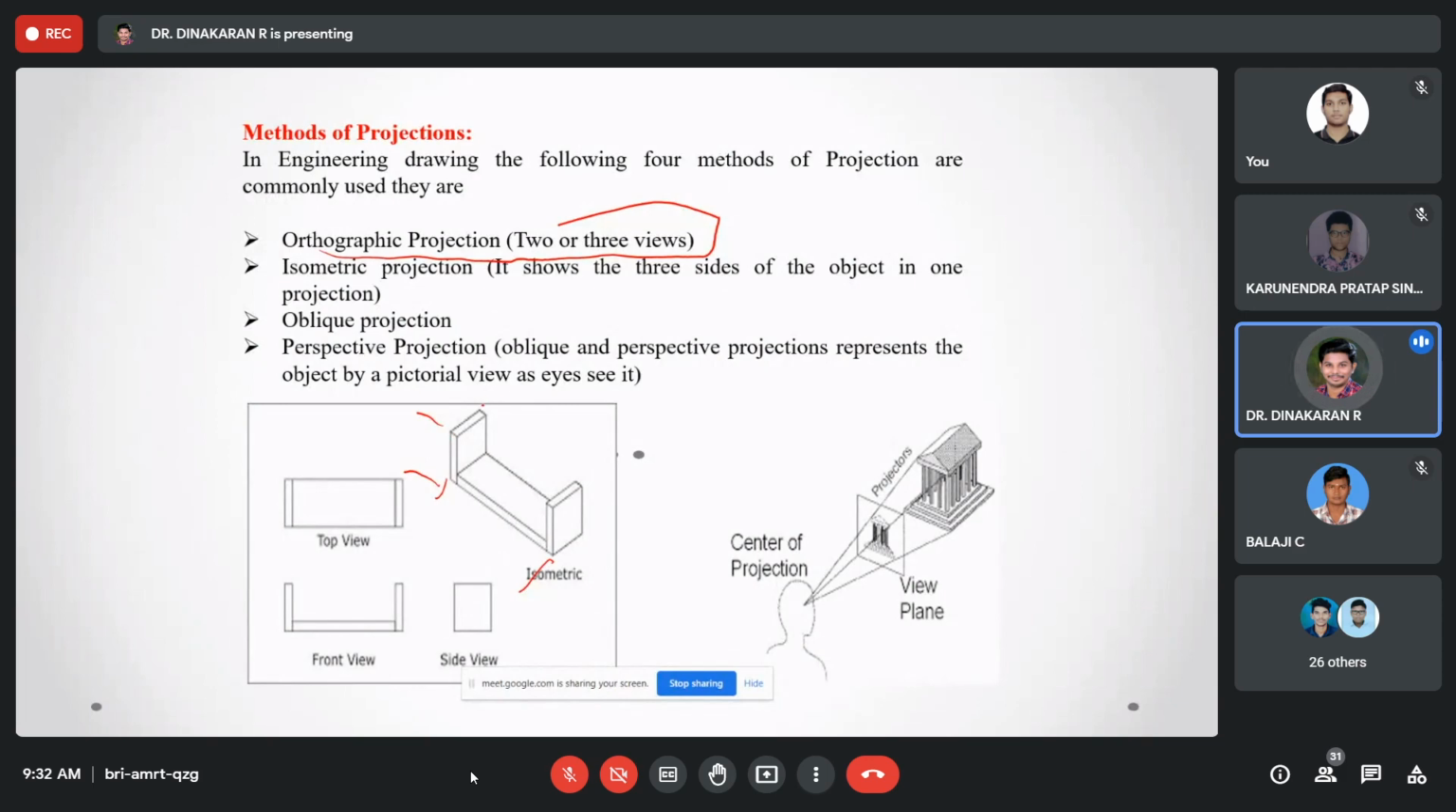Same way, for the top view we need to consider length and width. For the side view we need to consider height and width. These are the parameters for orthographic projection. Next is isometric projection. Orthographic projection is a right angle projection.